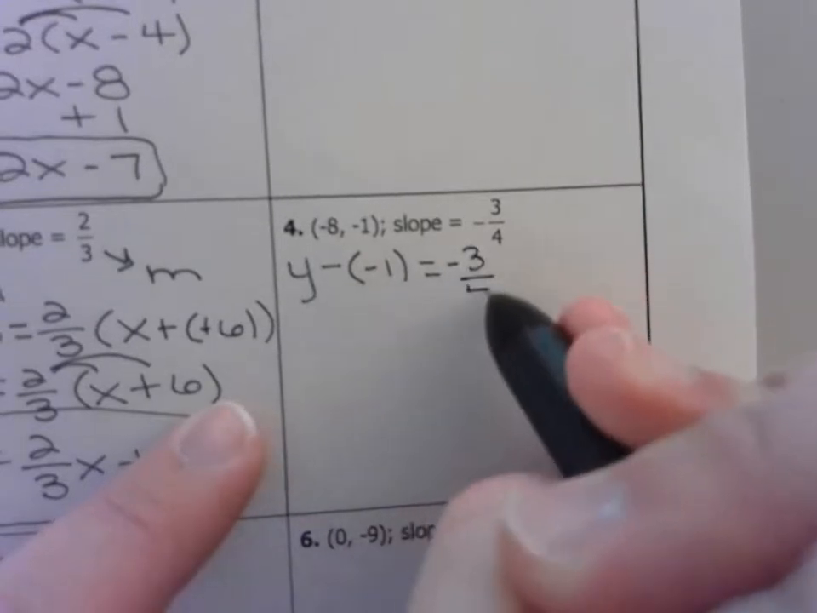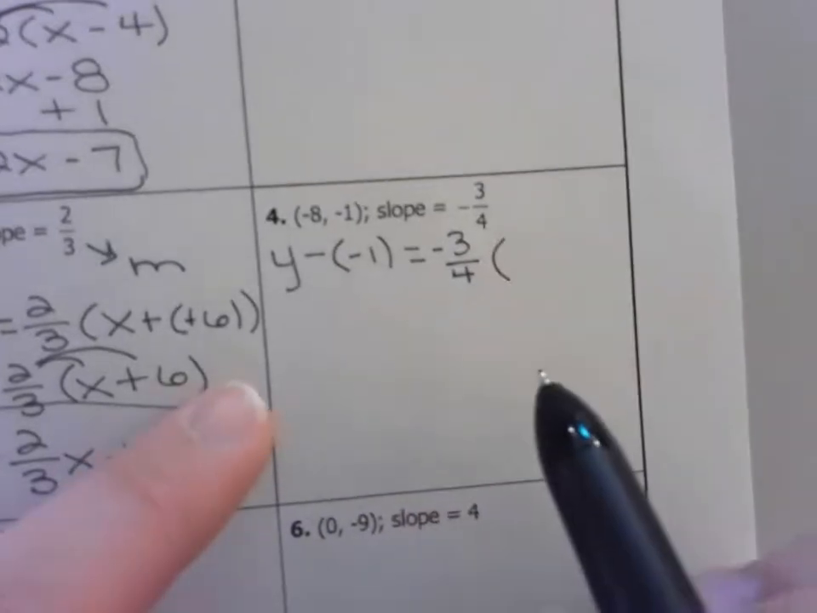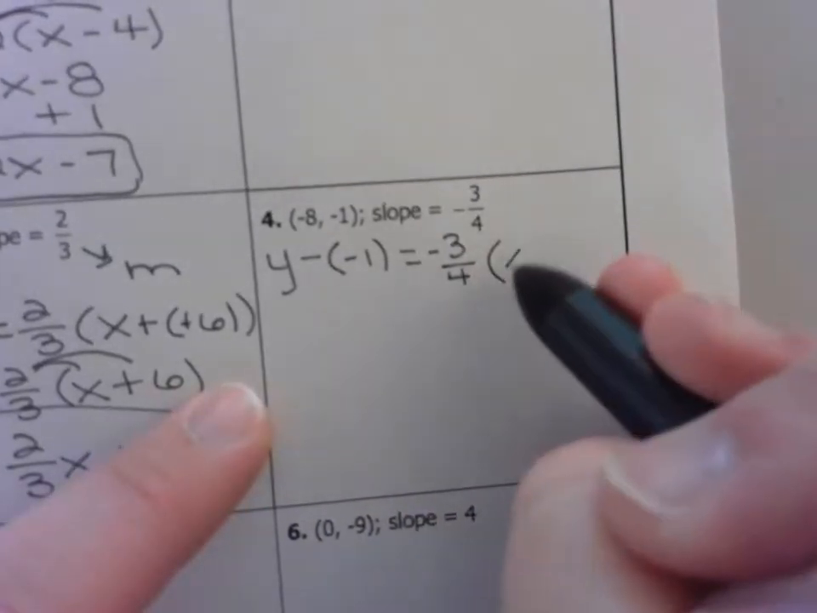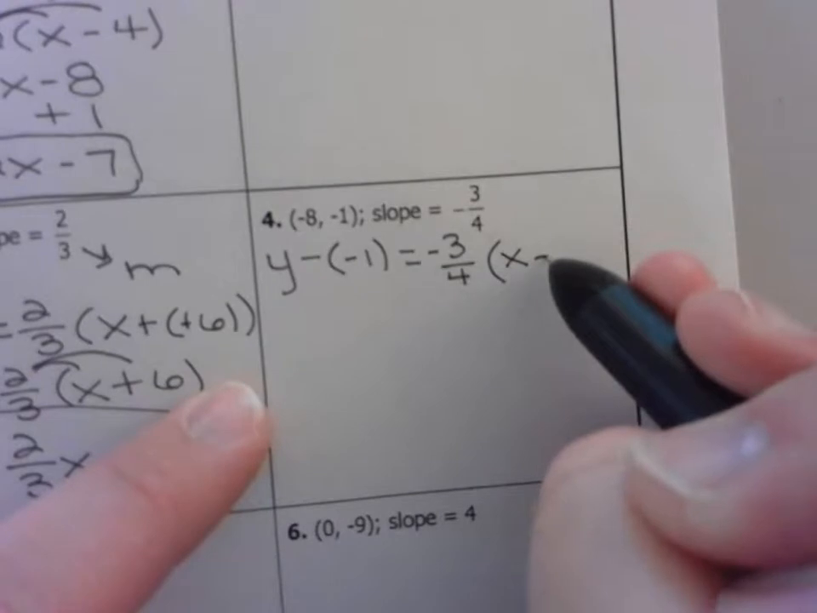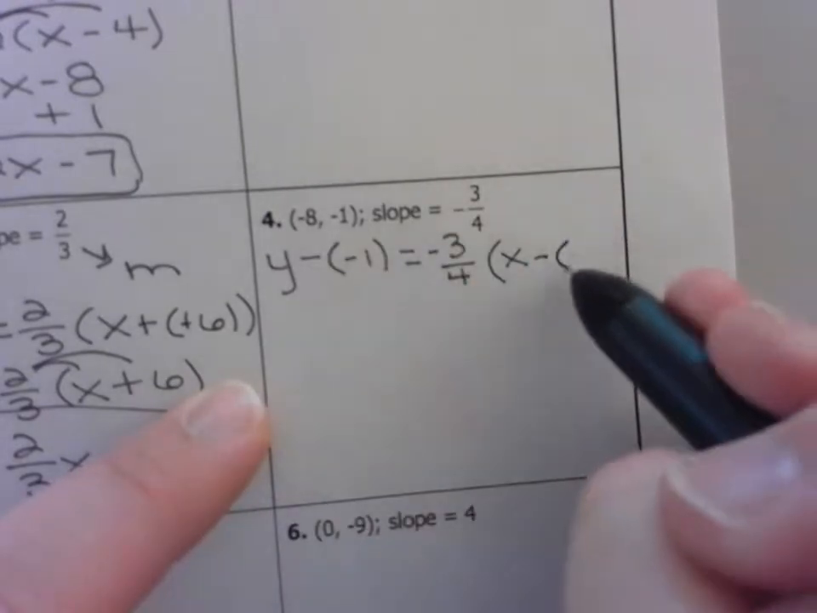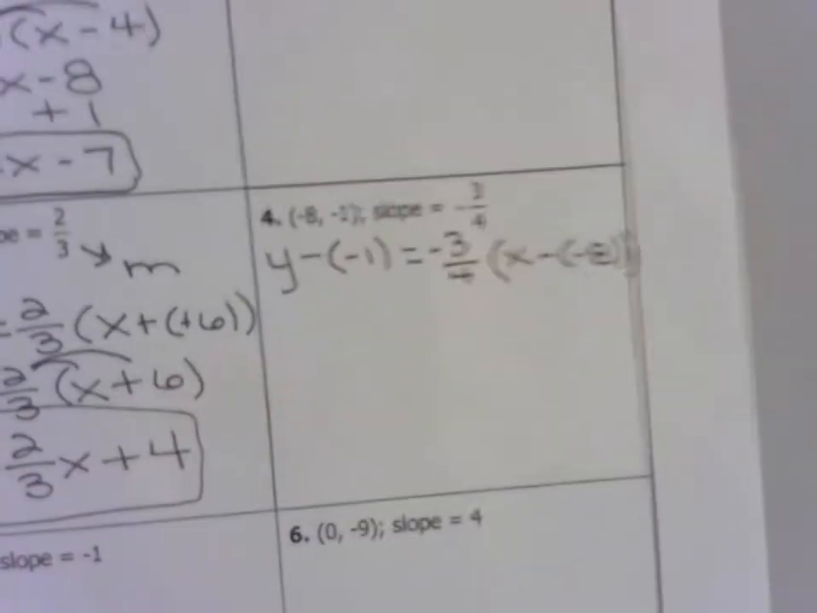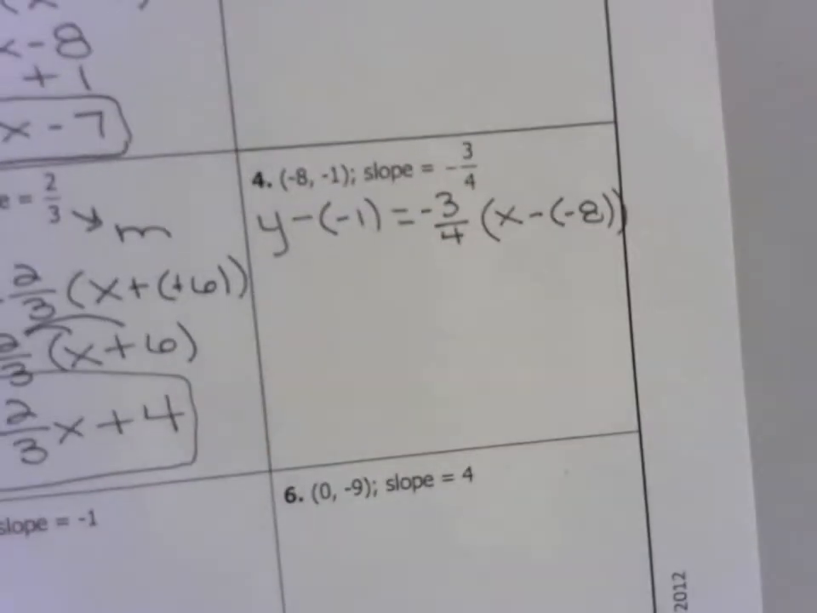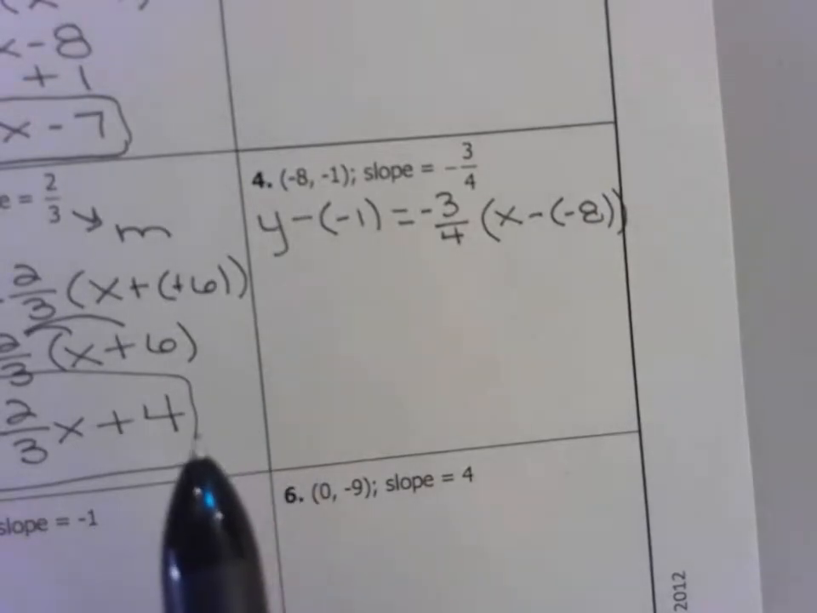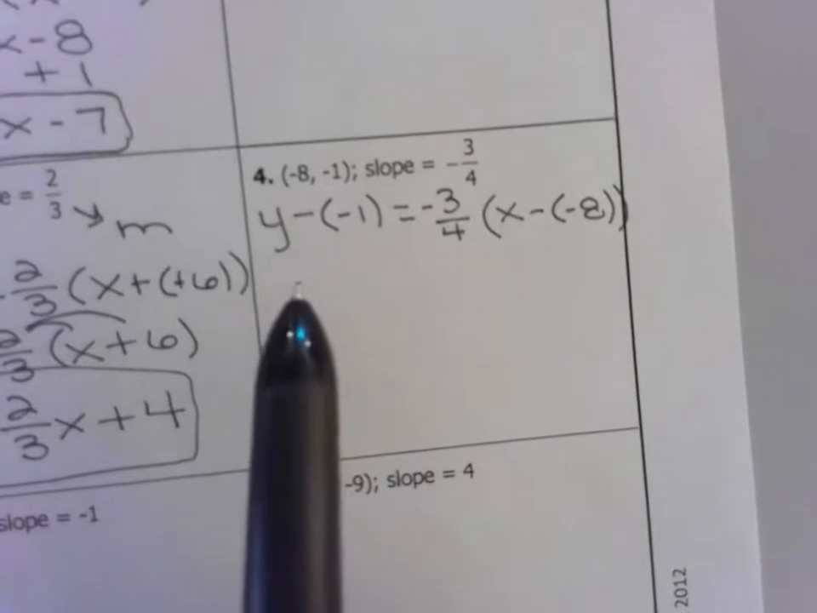Negative 3/4 times, in parentheses, x minus negative 8. X minus -8. So it's minus the -8. So check. Be careful when you have negatives that you put minus that negative number. Any questions so far?